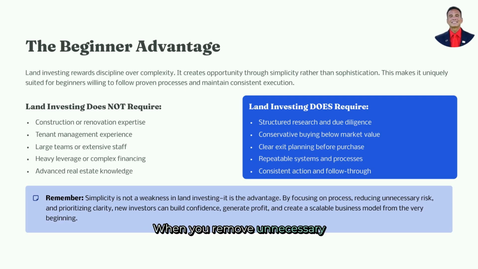When you remove unnecessary variables, you reduce risk and increase control. Beginners who stay consistent, follow proven processes, and focus on conservative acquisitions can build confidence quickly. In land investing, clarity and execution matter more than experience or sophistication.